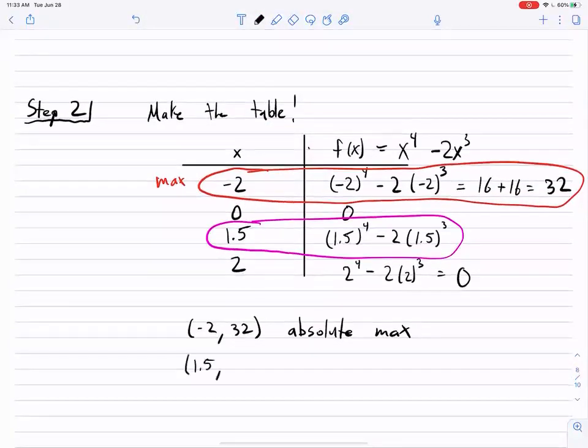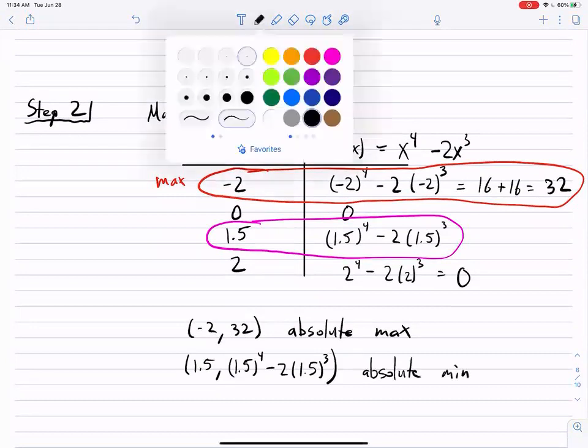And then 1.5 comma, I guess I can pull out 1.5 cubed. I'll just leave it. So 1.5 to the fourth minus 2 times 1.5 cubed, which I know is negative, is the absolute min. Absolute min. And so this is the min.